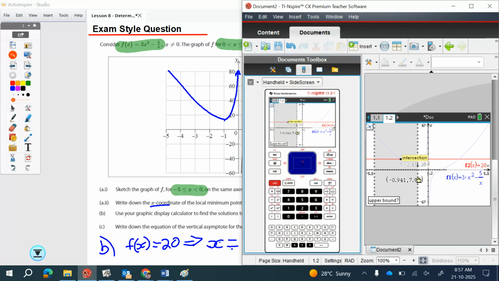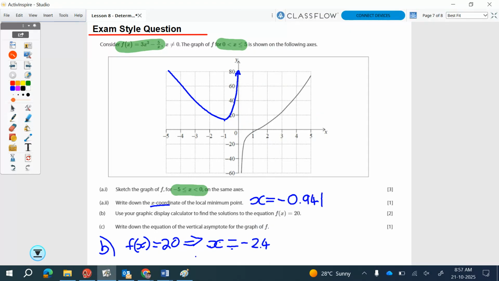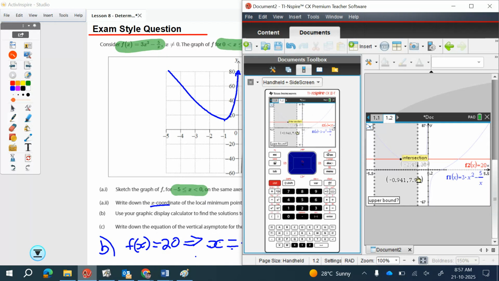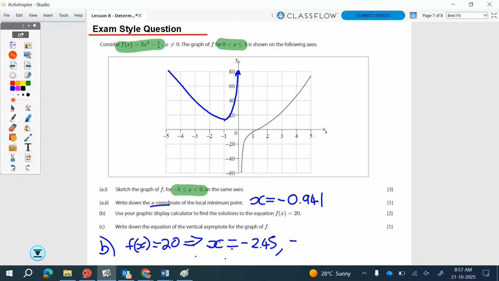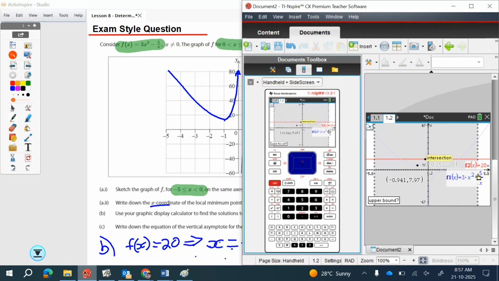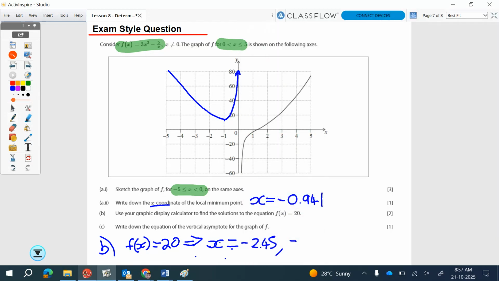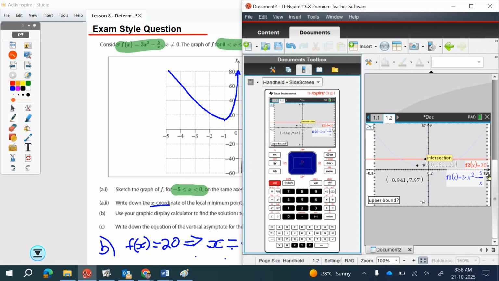Minus 2.45. So minus 2.45. Let me find the second one now. I haven't clicked on this one, so I'm just going to keep scrolling across until it finds the second one. There. It's finding the second one now at 0.252. And I'll keep scrolling across and let's see if I'll find the third one. No, it's not going to play.